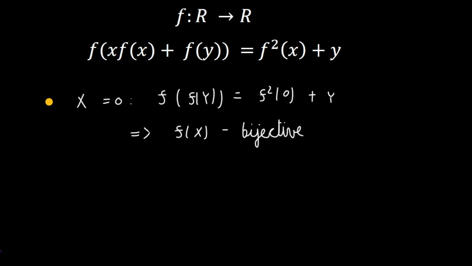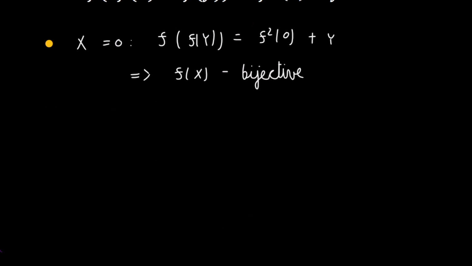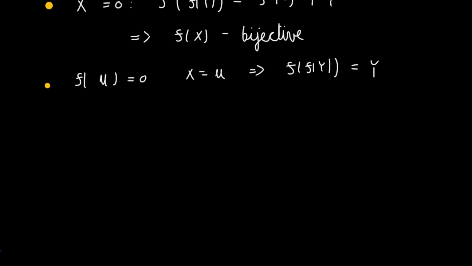When you find something like this, you consider the value where f of x is 0. Let's call it u. And when you choose x equal to u, you will get that f of y is equal to y. Right now, let's put in the initial equation x equal to f of x.